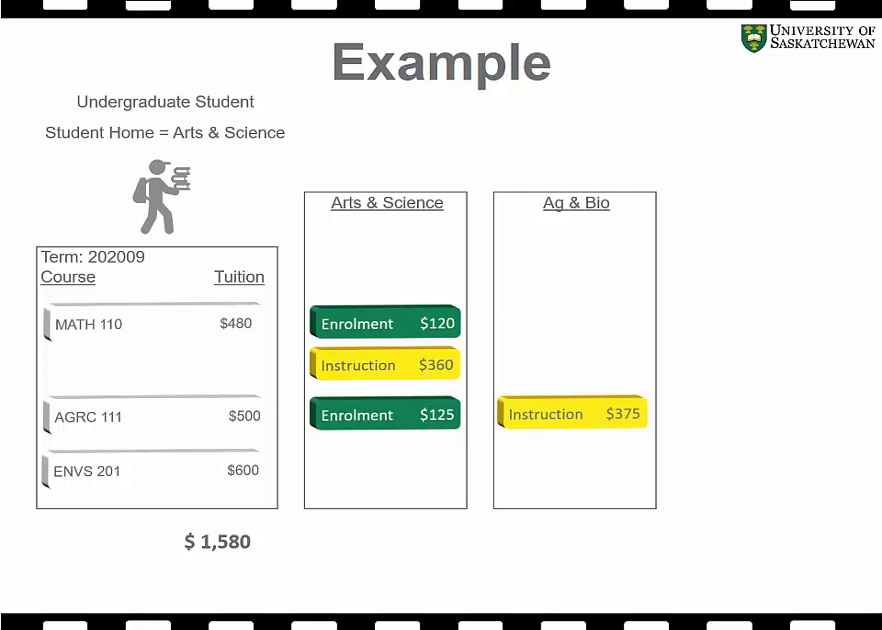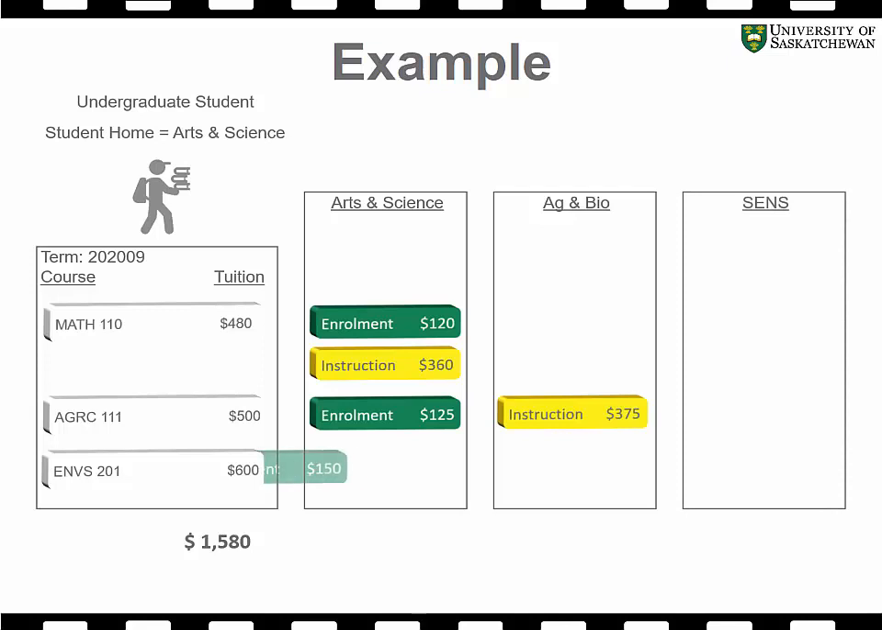If the instructor for Sustainability 201 was paid 50-50 by Ag Bio and SENS, then Arts and Science would receive the enrollment allocation, and the instruction allocation would be shared equally between Ag Bio and SENS.